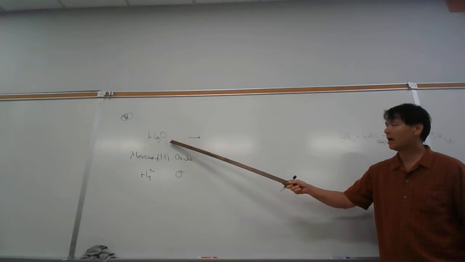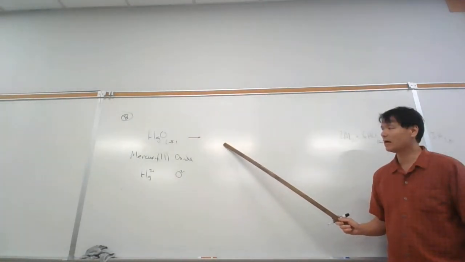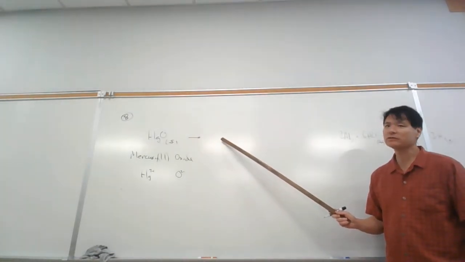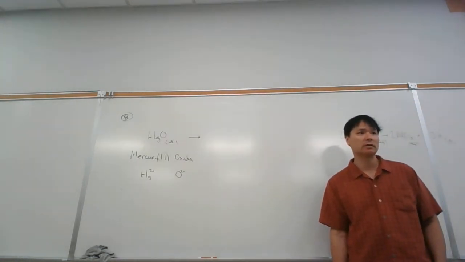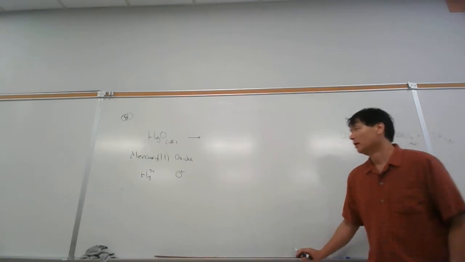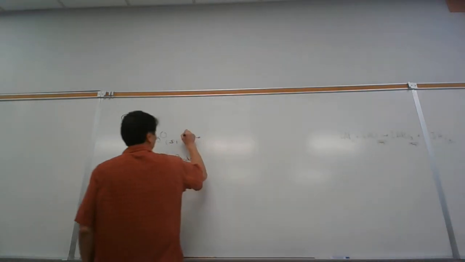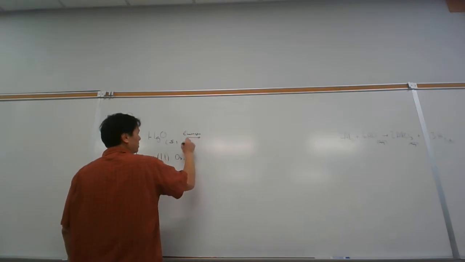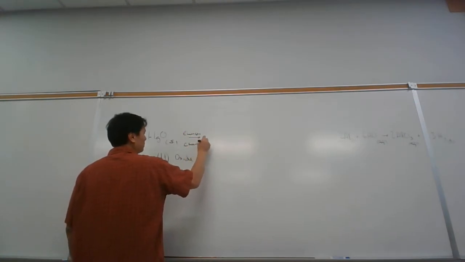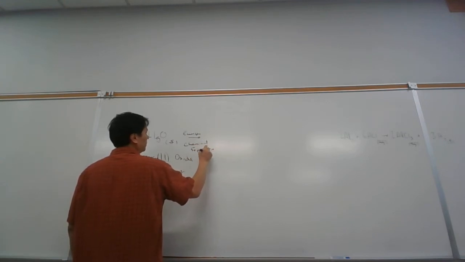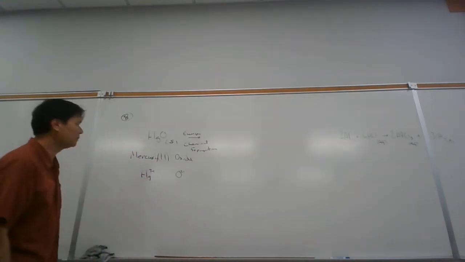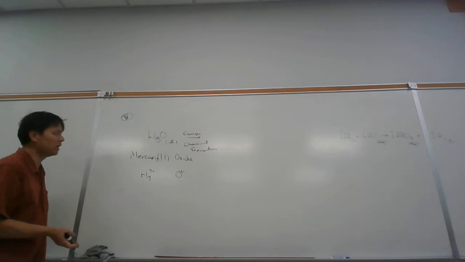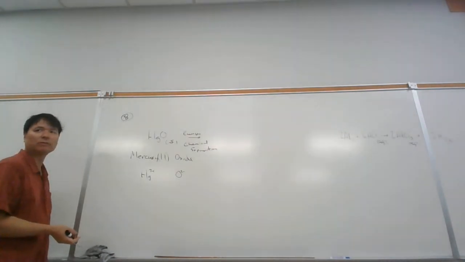So mercury 2 oxide, to separate it into the elements, will require chemical separation. Physical separation won't work. Physical separation methods work for mixtures, not compounds. And if we have some chemical separation technique, then we'll need some kind of energy, and we might be able to decompose it into the elements. What elements would it form?